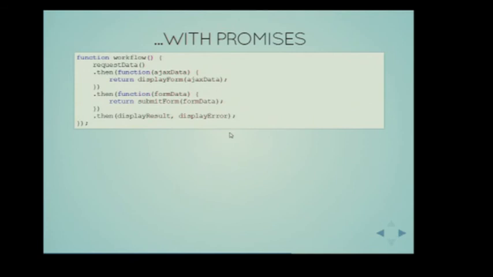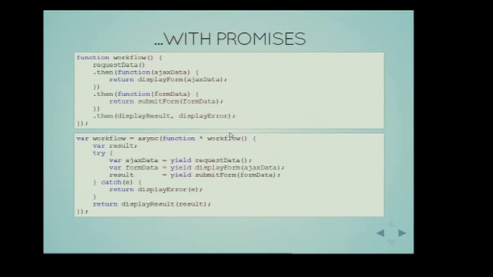The promise lets you attach callbacks to your function, and they'll get called when it's finished. So it would look kind of like this. You call then on each of the promises, and you just stack them up, right? Request data, then display form, then submit form, then display result or display error. And that's actually what's happening behind the scenes. So that's the magic that's in async.